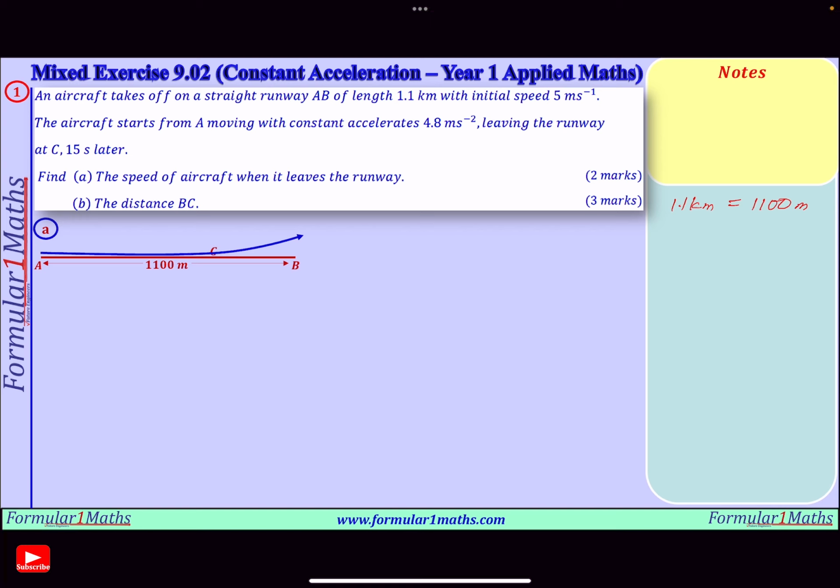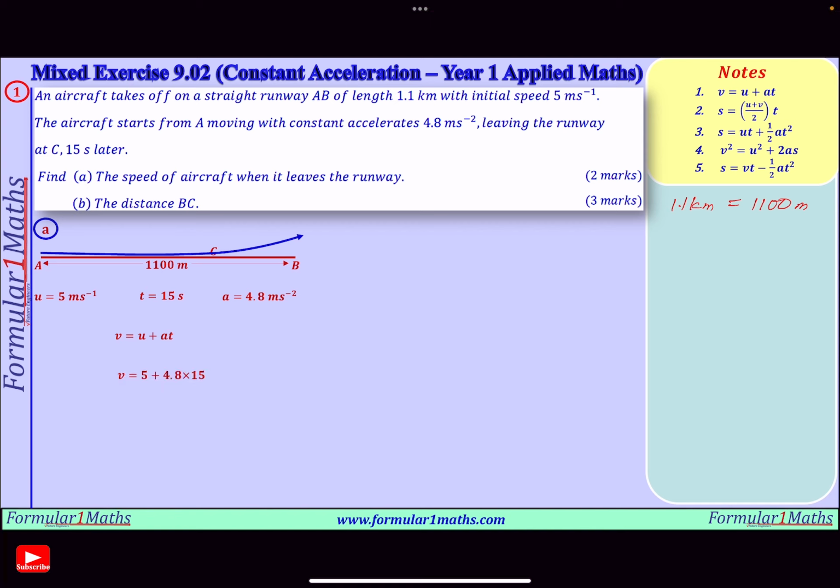We know that u is 5 meters per second, t is 15 seconds, and acceleration is 4.8 meters per second squared. So we're going to use one of the equations for SUVAT to find the velocity at C. We are going to use equation 1, and so if we write it down, we are going to get the following. And all we need to do now is do our substitution as follows.